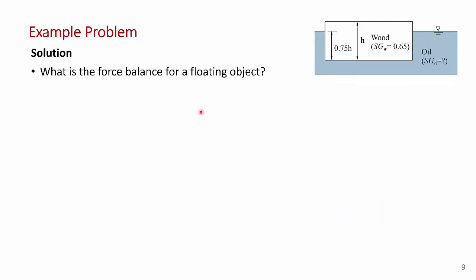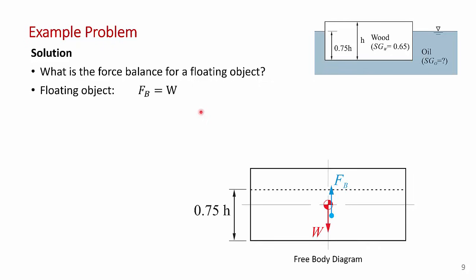Okay, so we just talked about this a couple of slides ago. What's the force balance for a floating object? Think about that for a moment before we move on. So for a floating object, the weight equals the buoyancy force. The weight, of course, acts at the centroid, the center of mass of the wood block, which would be the center of volume for a uniform piece of wood.